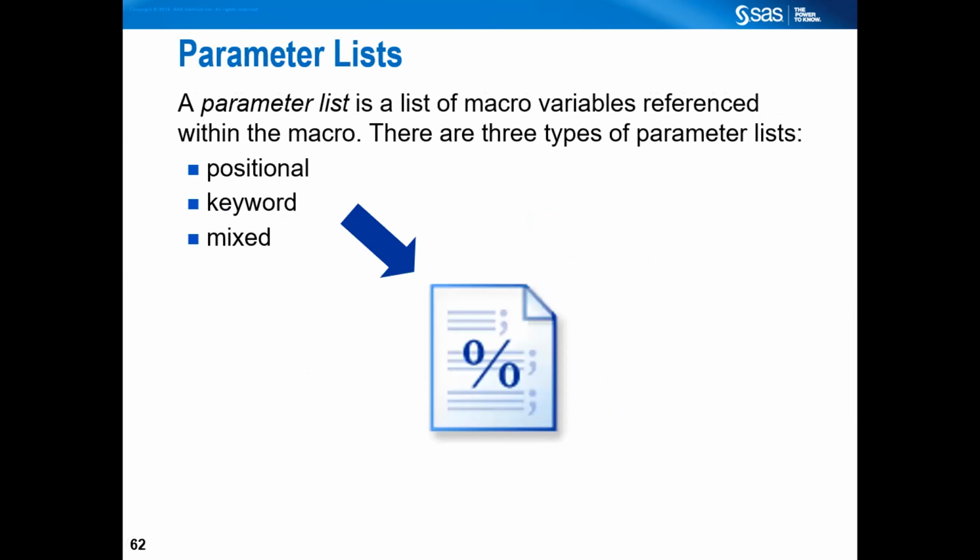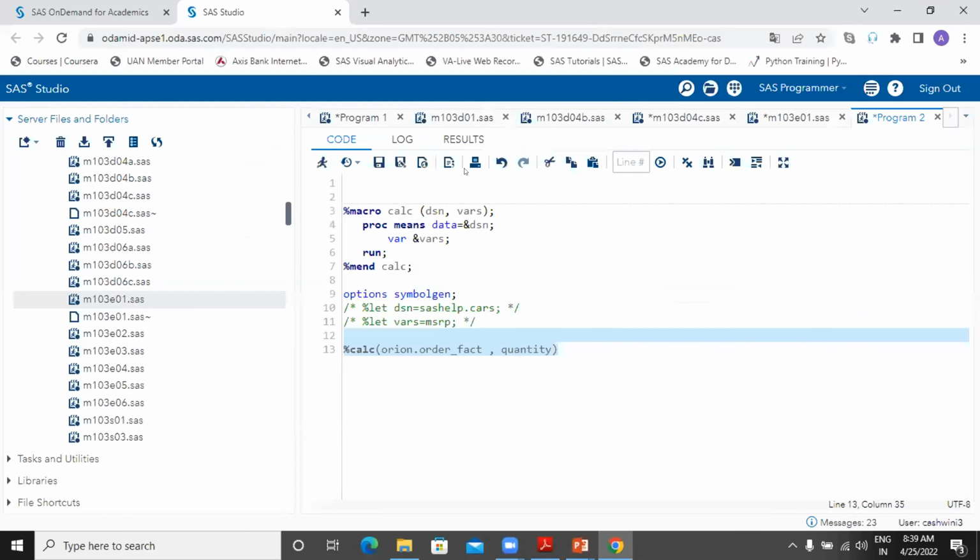The parameters could be positional, keyword, or mixed. Why is it telling parameter types? Because when we are creating this macro, we are specifying that the macro has to be created with a parameter list. I am simply providing these parameters as per their positions. That means the first position I'm giving DSN, the second position I'm giving vars. So as per the positions while naming the parameters, I call as per the position itself. Hence, it's called positional parameters.